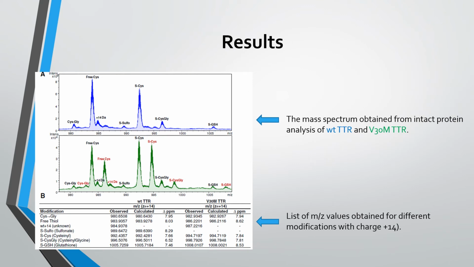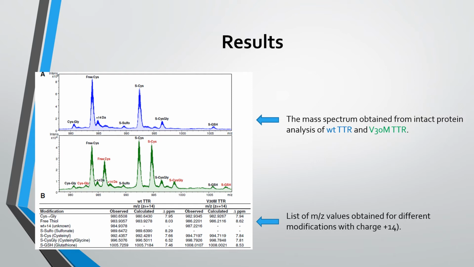In this presentation, I will discuss the key findings presented in the article. The authors aimed in this study to identify post-translational modifications of TTR at cysteine, and the commonly reported modifications are usually S-sulfonation, S-cysteinylglycine, S-cysteinylation, and S-glutathionylation.